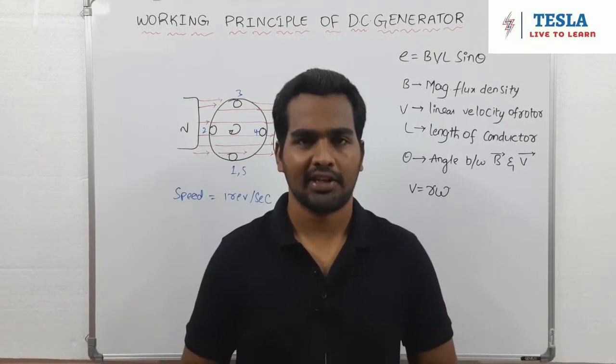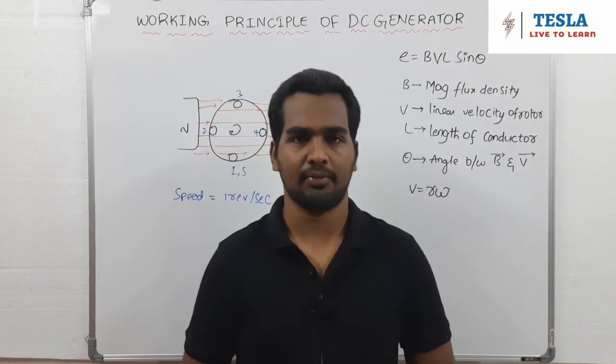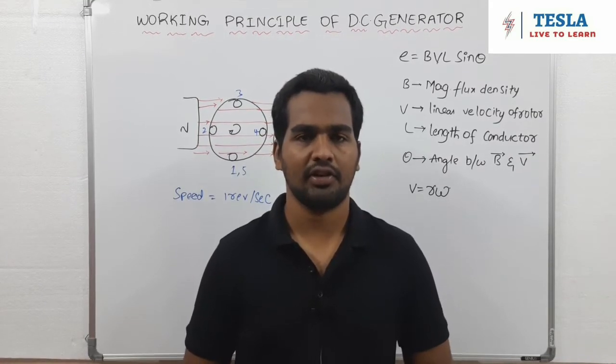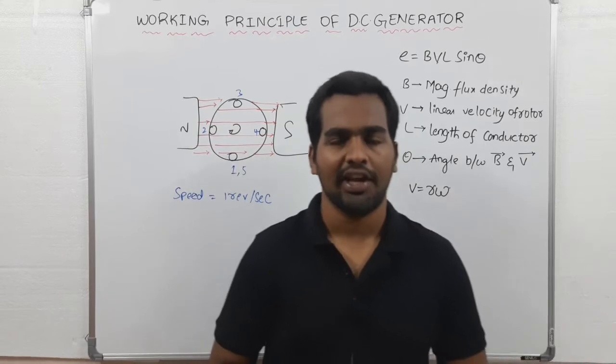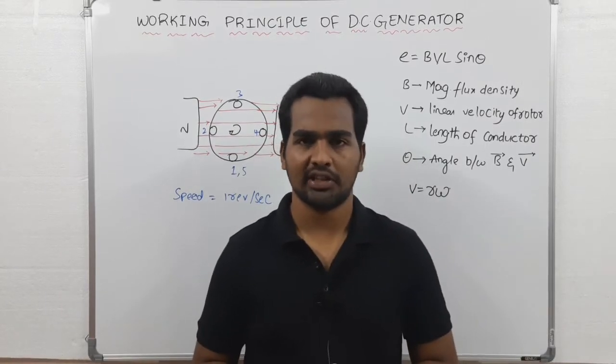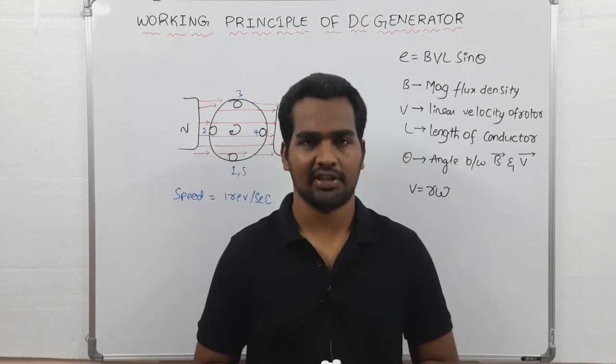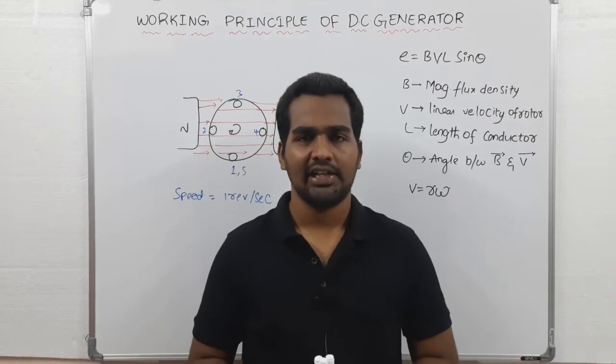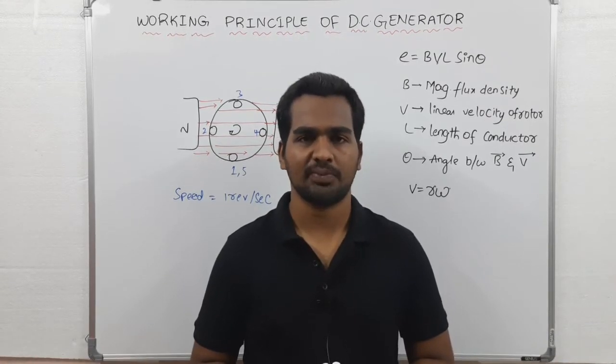In the previous lecture, I discussed some basics of electromagnetic fields, which are very useful in understanding electrical machines. In this video, I am going to discuss the working principle of the DC generator. We all know that a generator is a device which converts mechanical energy into electrical energy.